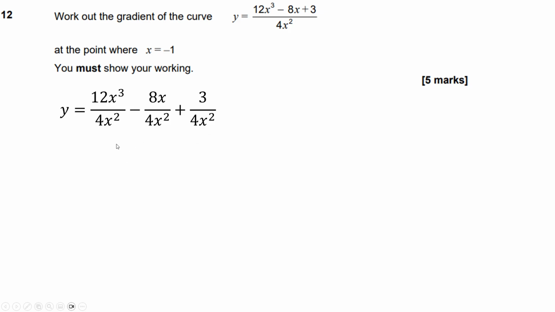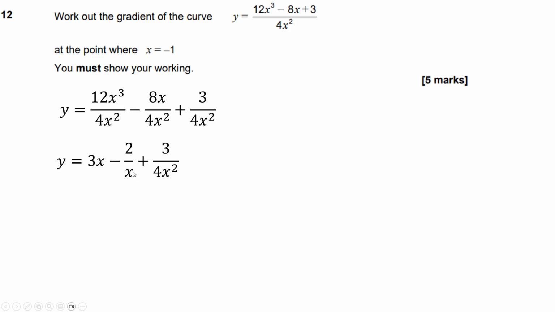This is useful because now we can simplify and then differentiate. So 12 over 4 is just 3, and then x squared cancels with x cubed to get x, so you have 3x. This one here is just 2 over x, and this one here is just 3 over 4x squared.